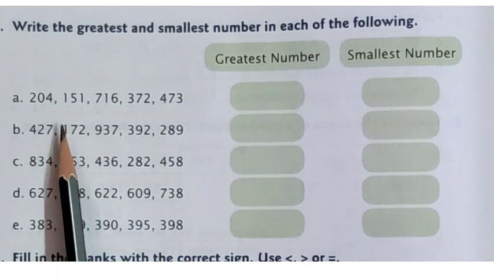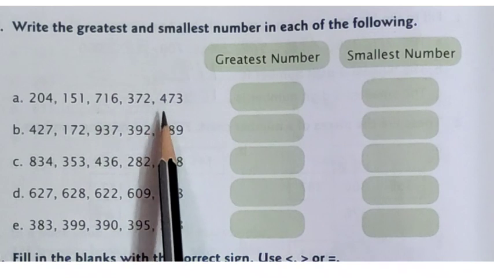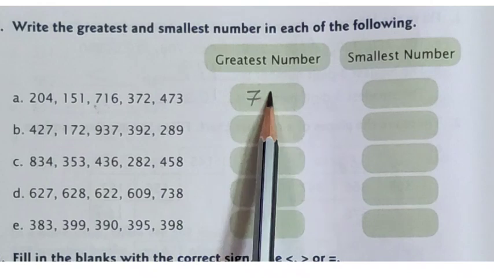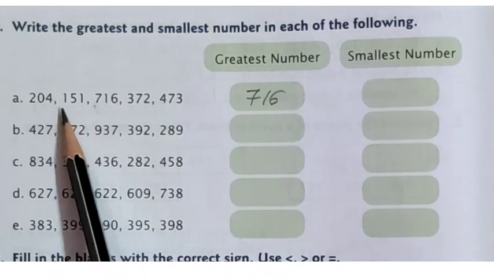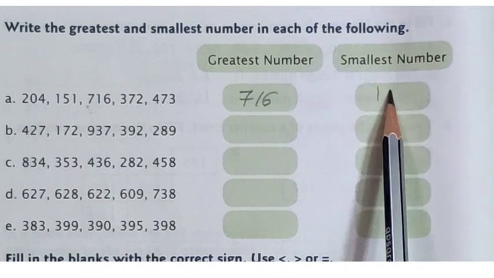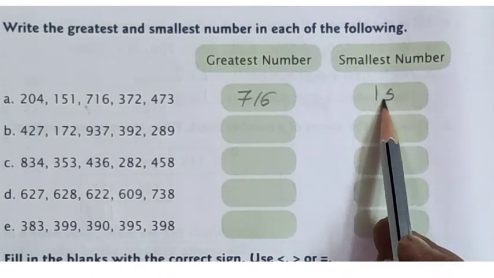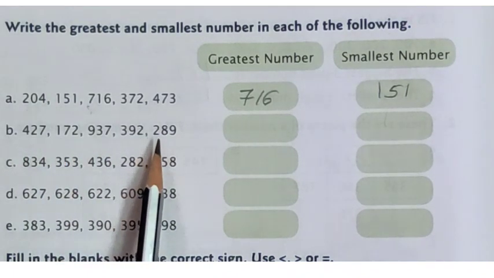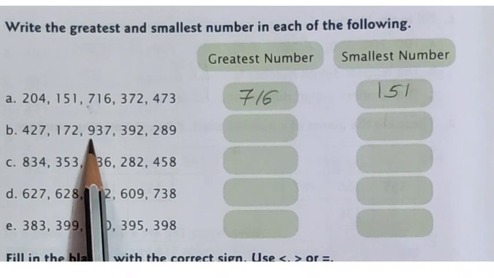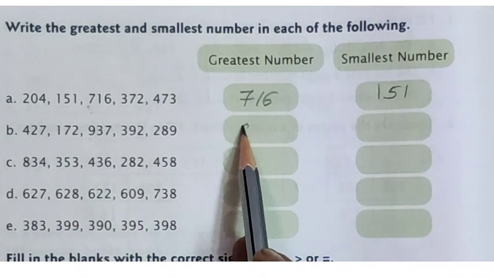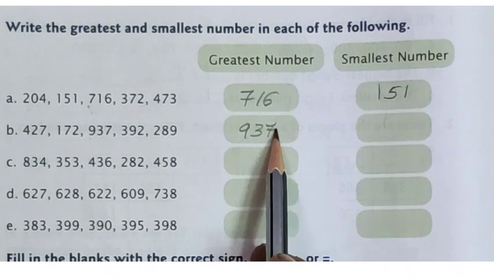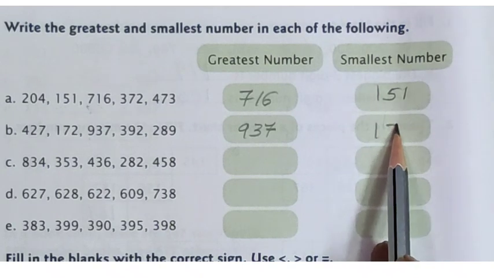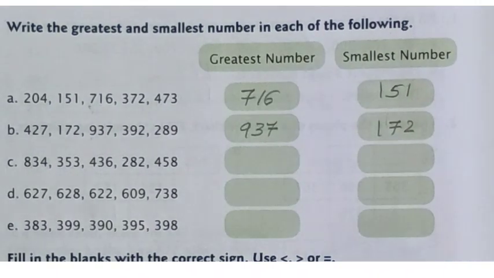Now all are 3-digit numbers. Now compare the hundreds place first. So here 7 is biggest. So 716 is the biggest number, and here 1 is the smallest. 151 is the smallest number. Now out of these given numbers, compare now. It is 9. So 9 is the biggest number, 937 is the biggest number, followed by 1 is the smallest. So 172 is the smallest number.